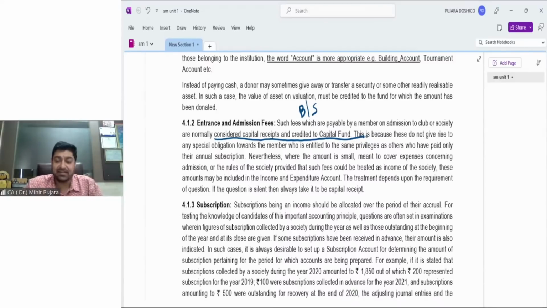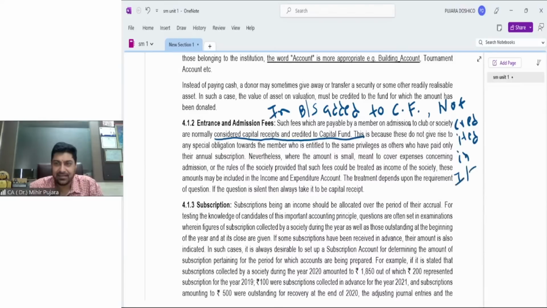It is a capital receipt, not part of INE. This is in balance sheet. Please write, guys. In balance sheet, added to capital fund, not credited in INE. Please write absolutely clear, guys.